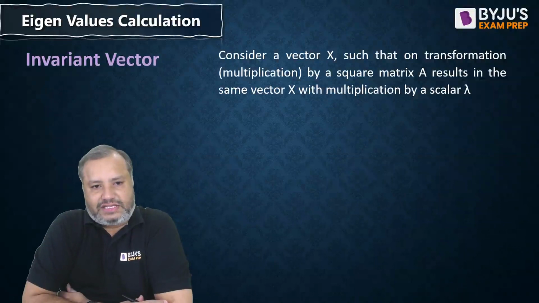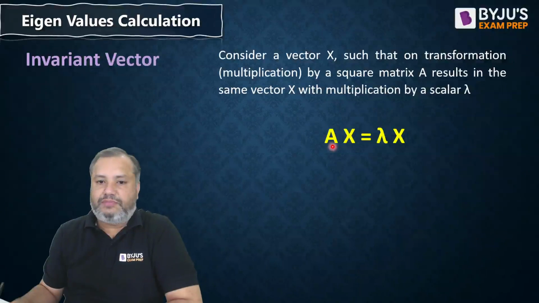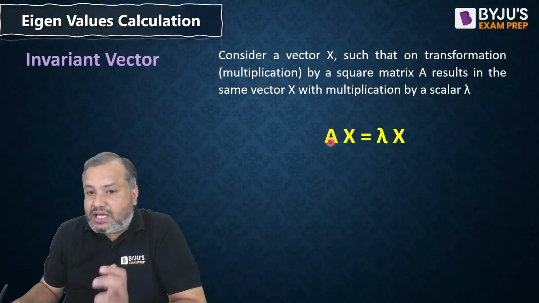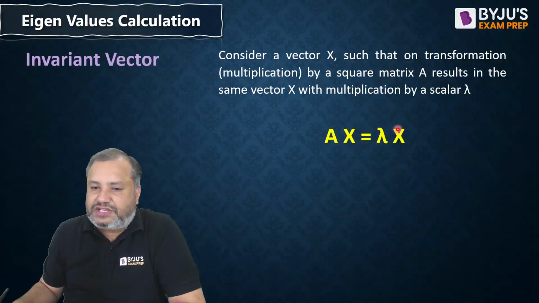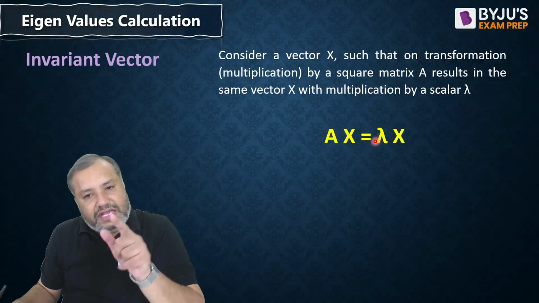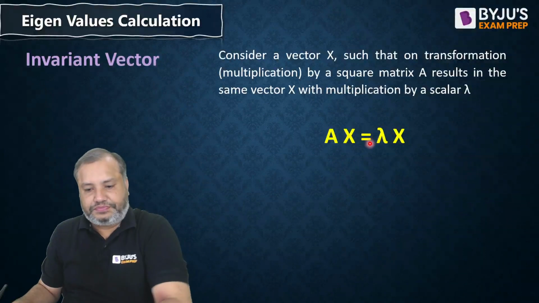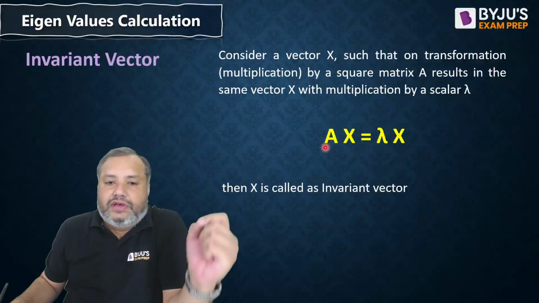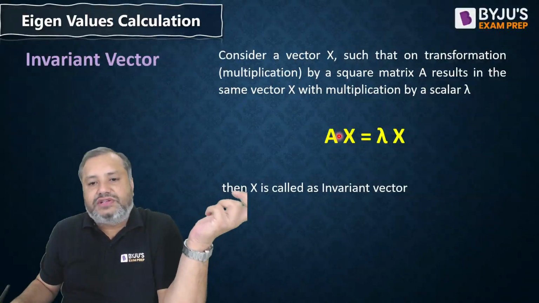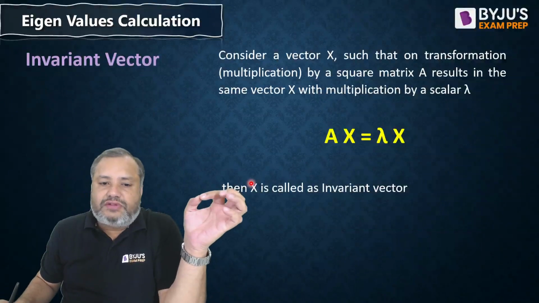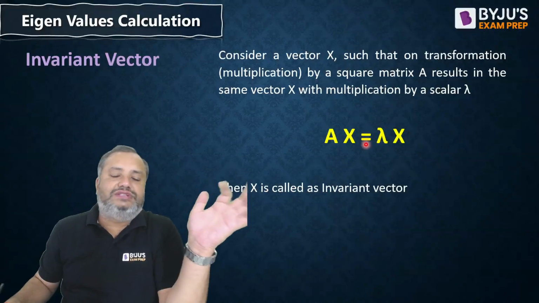We are having a vector x. If this vector x is multiplied by a square matrix A, then this results in the same vector with some scalar multiplication. So in this expression, this scalar multiplication lambda is nothing but the eigenvalue. So eigenvalue can be called the scaling factor. So students, if you are having a vector such that if it is multiplied by a square matrix it results in the same vector, then this particular vector is called an invariant vector, and in this expression this scalar lambda is called the eigenvalue.